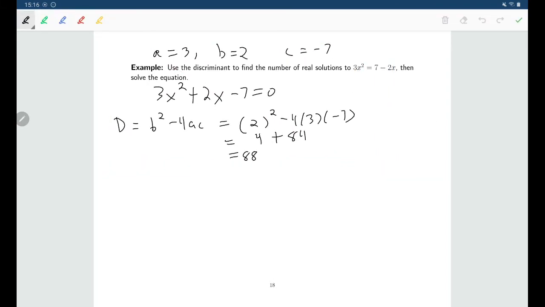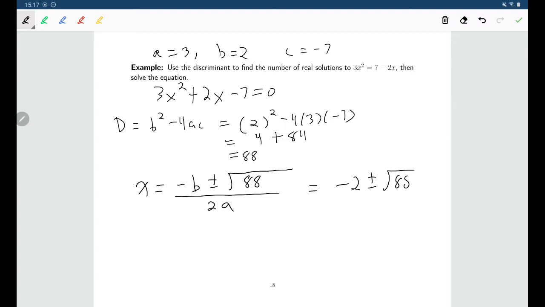Because now if I want to solve, I know that x should be equal to negative b plus or minus the square root of my discriminant all over 2 times a. And we know what b and a are, so really we could say that x is negative of b, so negative 2, plus or minus root of 88 all over 2 times a, 2 times 3, which is 6.